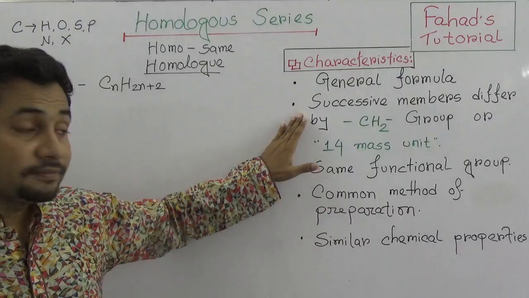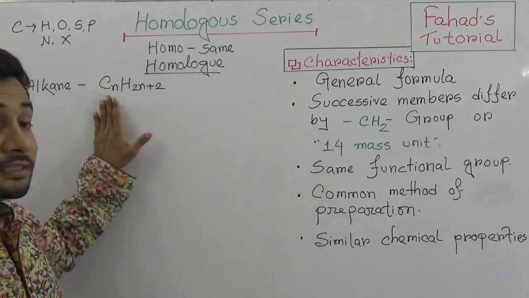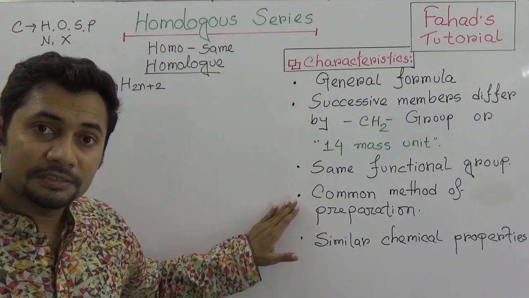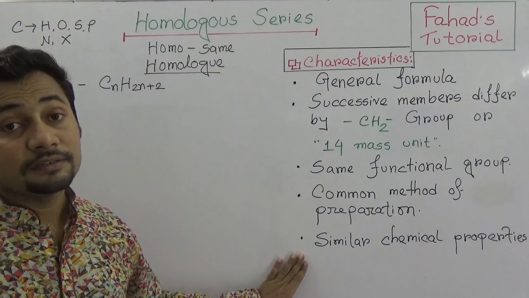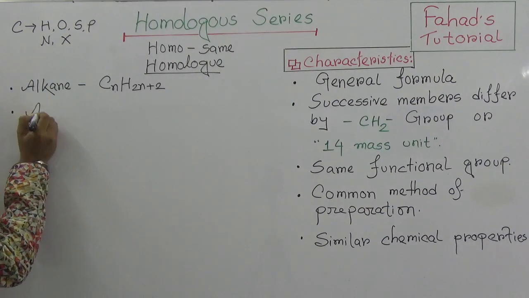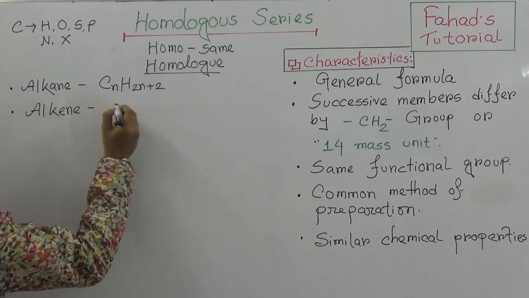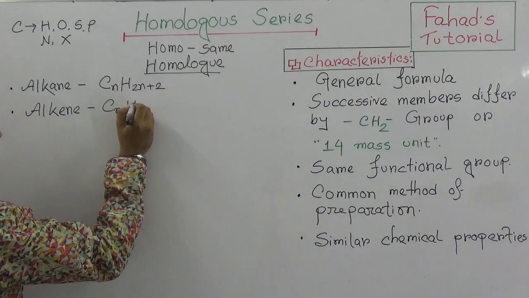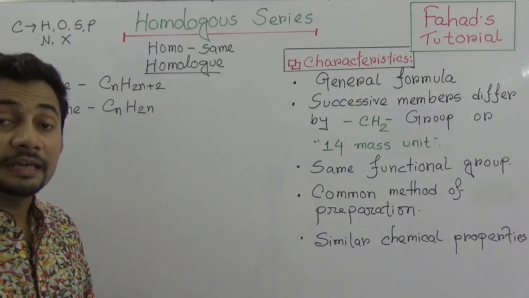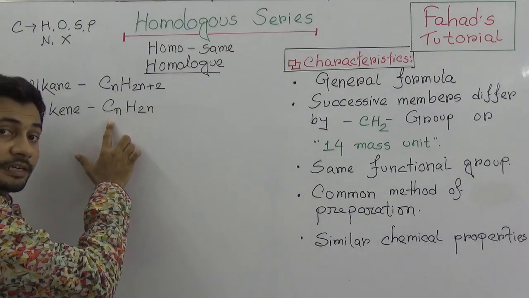Good. They have this successive group difference. They have the same functional group, CnH2n+2, common methods of preparation, and of course similar chemical properties. Okay. In case of alkene, the general formula is CnH2n. So the number of hydrogen is just twice the number of carbon.